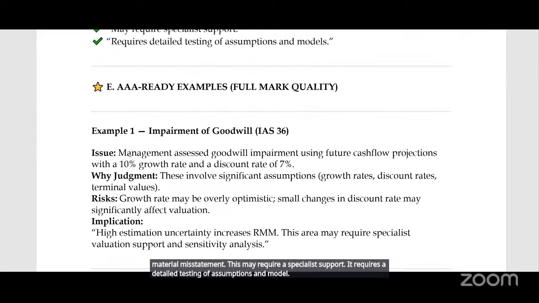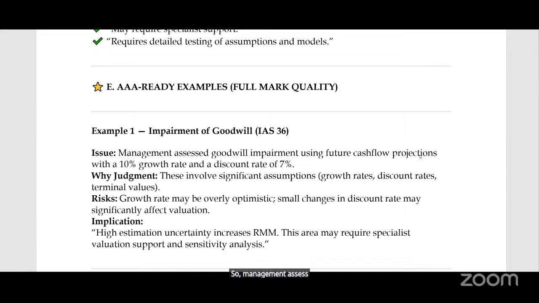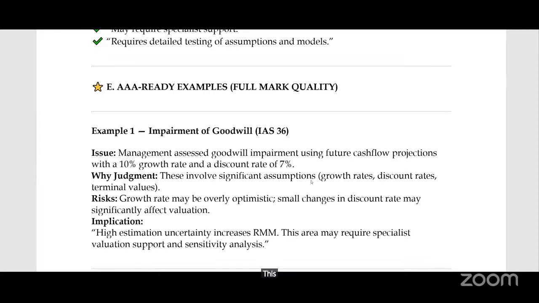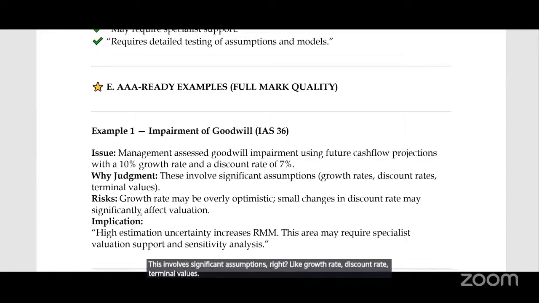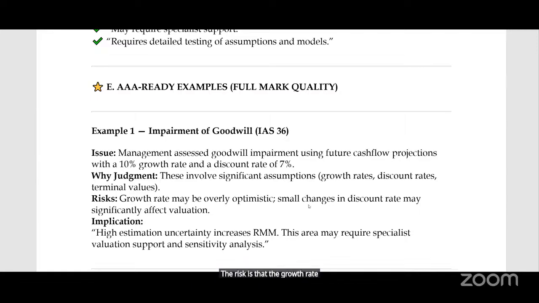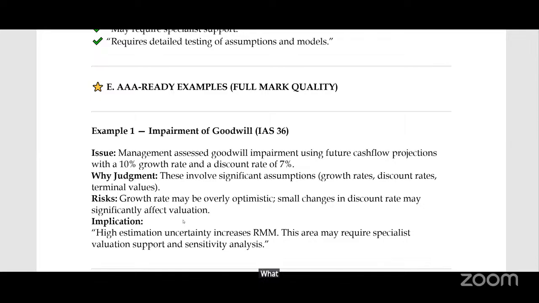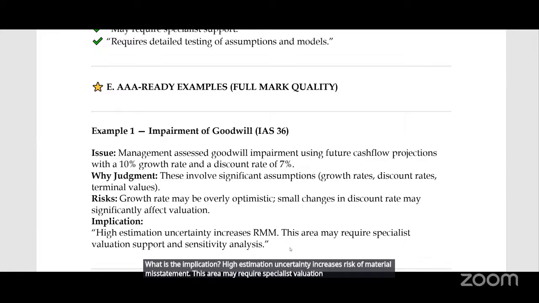Are you getting it? So management assess goodwill impairment using future cash flow projections with a 10% growth rate and a discount rate of 7%. This involves significant assumptions, right? Like growth rate, discount rate, terminal values. The risk is that the growth rate may be overly optimistic. Small changes in discount rate may significantly affect valuation. What is the implication? High estimation uncertainty increases risk of material misstatement. This area may require specialist valuation support and sensitivity analysis.